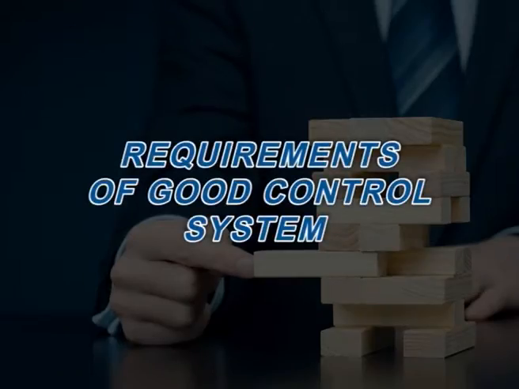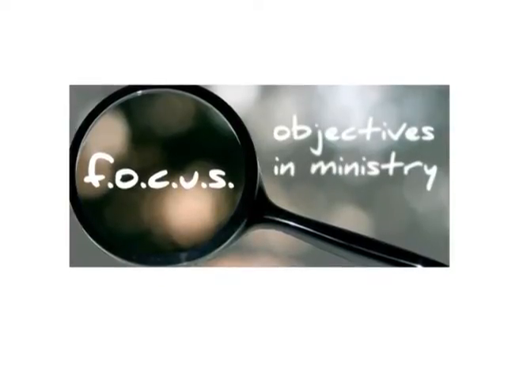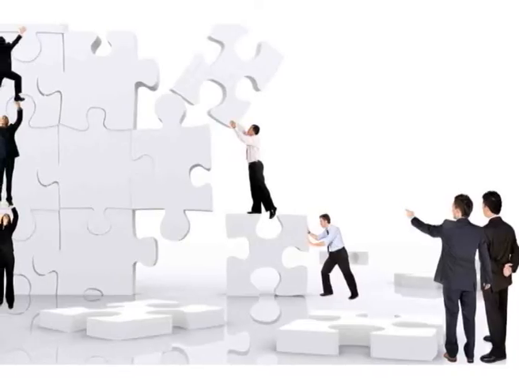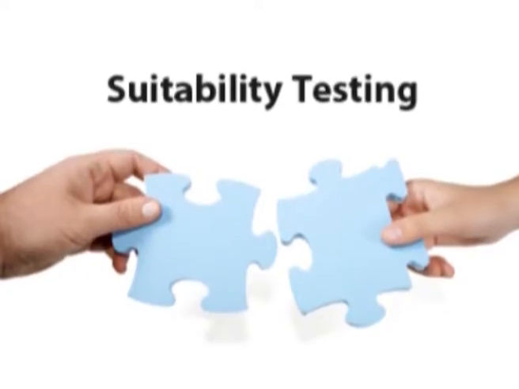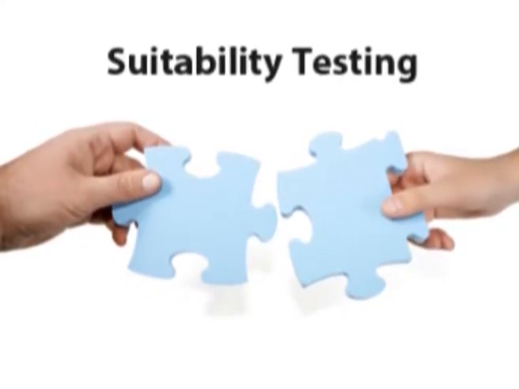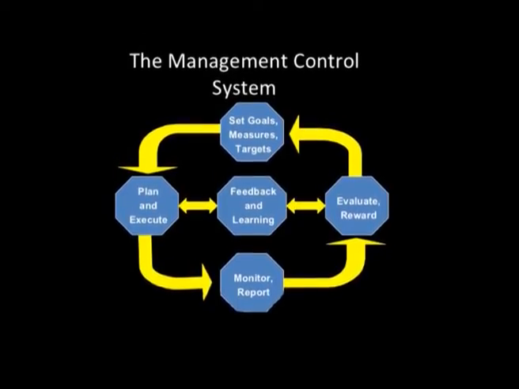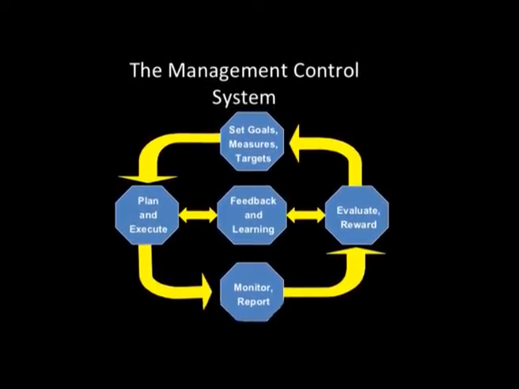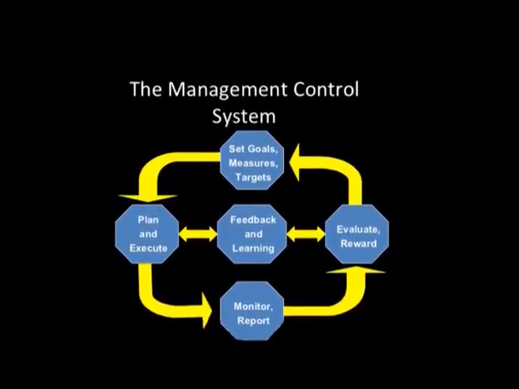Requirements of good control system. The following are the requirements of a good control system. First, focus on objectives. The control system should always focus on objectives. It should aim to achieve the objectives of the organization. Second, suitability. The control system should be suitable to the needs of the organization. Third, promptness. The control system should be prompt, that is, it should find out the deviations quickly. This will help the management to correct the deviations quickly.